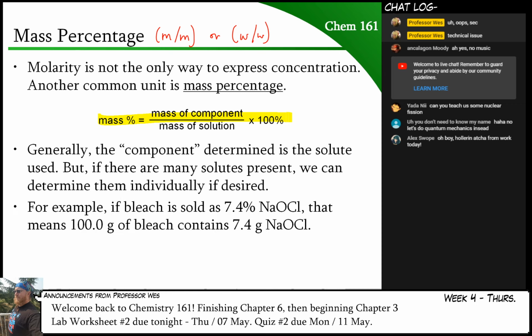If I sell you a bottle of bleach, for example, and I say that it has 7.4% sodium hypochlorite, that's what that OCl is, hypochlorite. That means that if I were to weigh out 100 grams of bleach on a balance, in that 100 grams, 7.4 of them would be NaOCl.